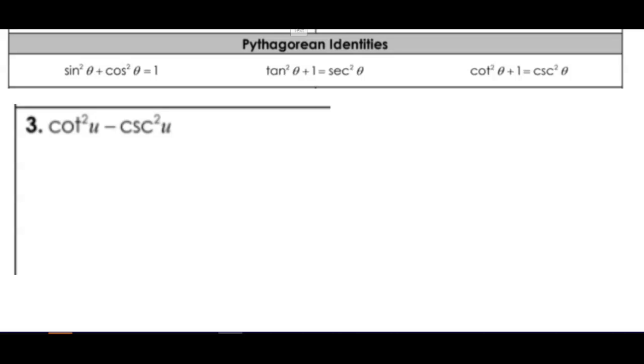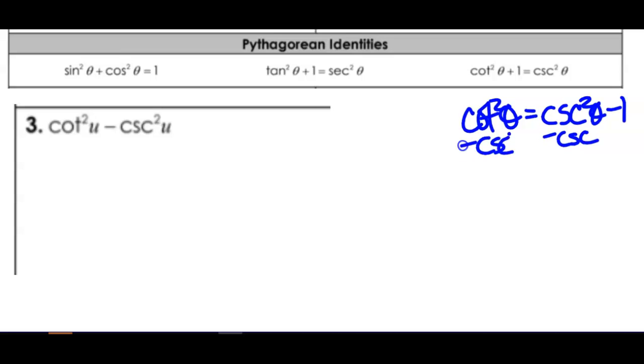Okay, so if we thought of this as cotangent squared equals cosecant squared minus 1, and then you subtracted the cosecant squared, you'd get cotangent squared minus cosecant squared equals -1. So that's what this turned out to be.